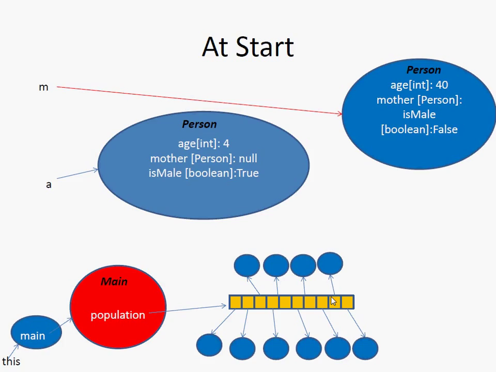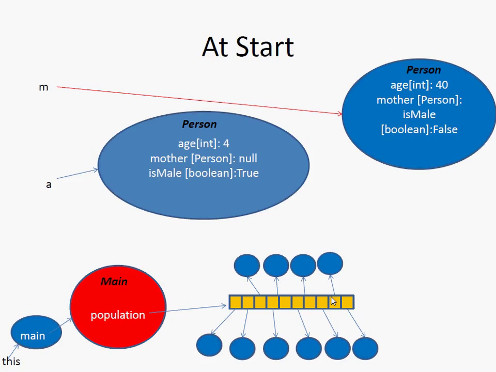Now, maybe I'm in Main, and Main contains a population that is represented like this. This is the 0th person in the population, the first, the second, the third. Put it this way. This is a person at index 0, index 1, index 2, index 3. Okay, so this is what we start with.